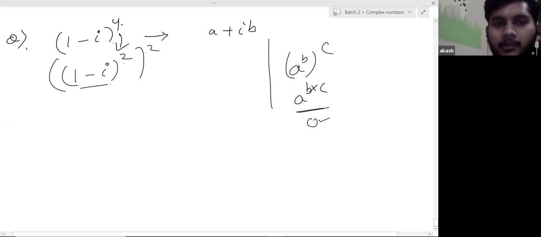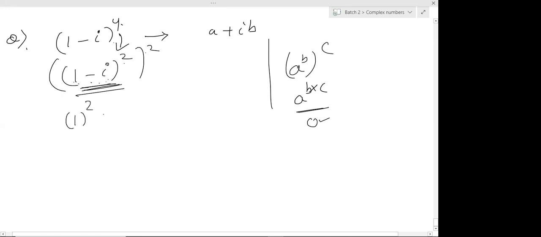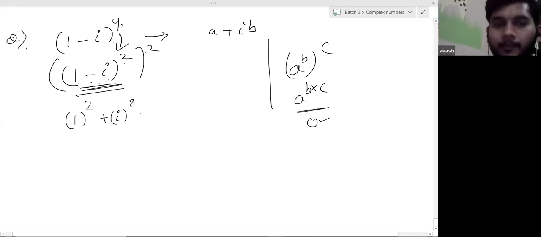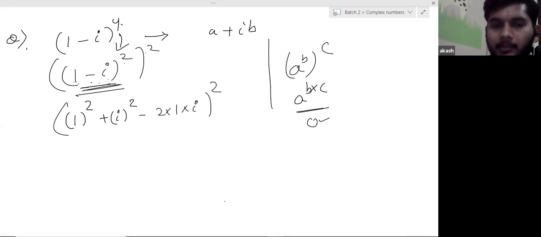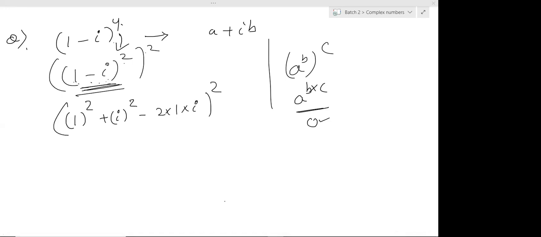See, first let's solve this. This is a minus b whole square, right? Right, I can read this as a minus b whole square. So we know the formula 1 square plus i square minus 2 into 1 into i, and we have a whole square again. Clear? Is this step clear? Yes, sir.